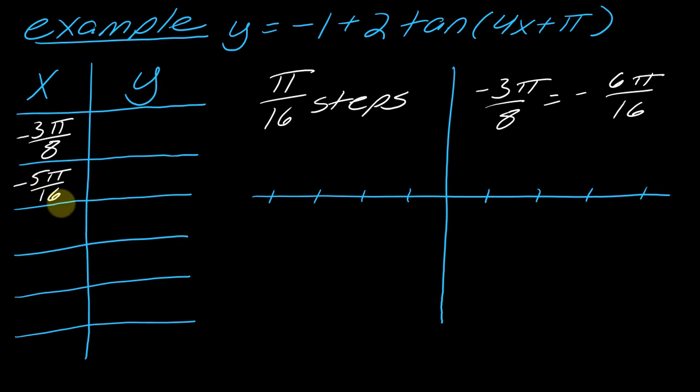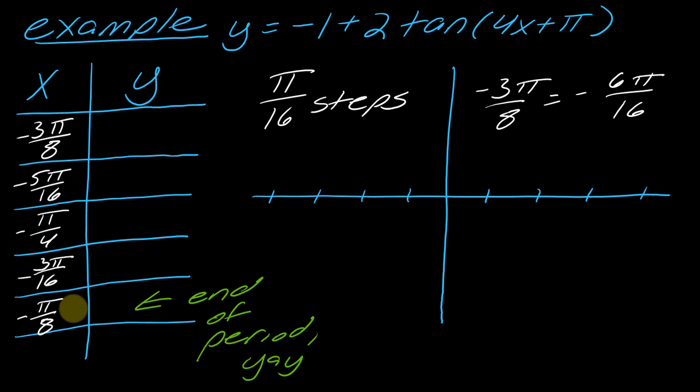Okay, so I'm going to keep adding pi over 16. So then this becomes negative pi over 4 because I get negative 4 pi over 16, which will simplify to negative pi over 4. And then I get negative 3 pi over 16, and then I get negative pi over 8, which, hey, that was the end of the period that we wanted, right? So we have done it right, hooray.